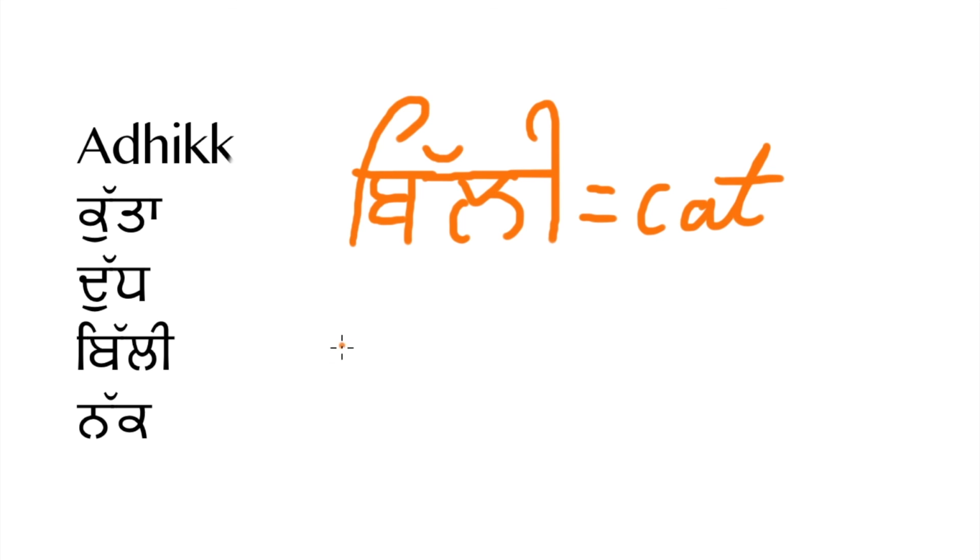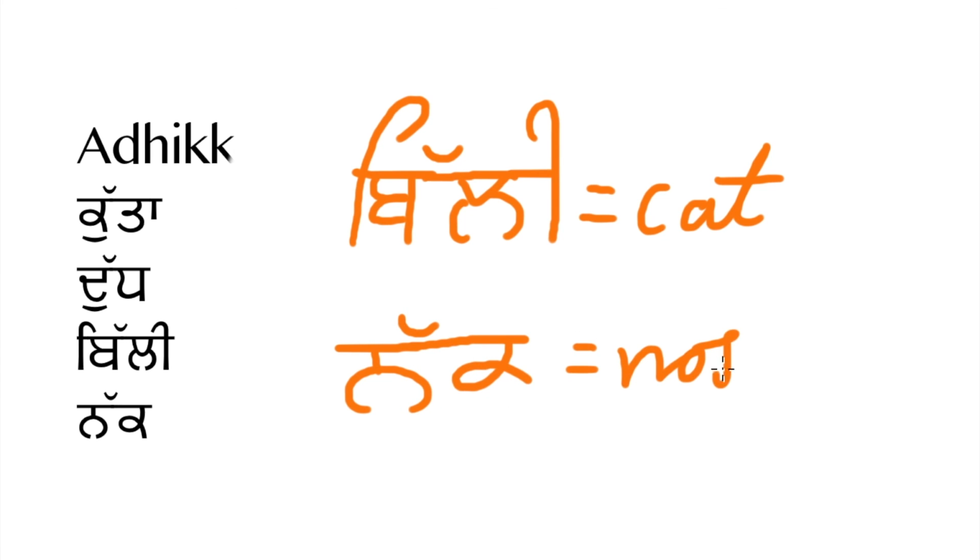And finally we have a Nanna, an Adhikk, and then a Kakka, which gives us the word nakk, the Kakka being doubled by the Adhikk. Nakk, which means nose.